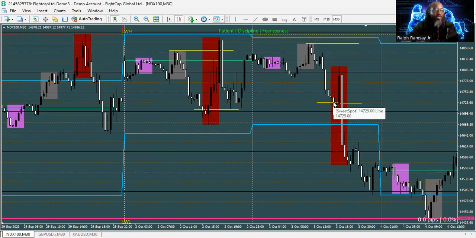9 a.m., a new 4-hour candle opens up and closes back on the inside of our 100 pip box. We're in that buy area of our 100 pip box, and these two candlestick patterns right here close as a tweezer bottom.